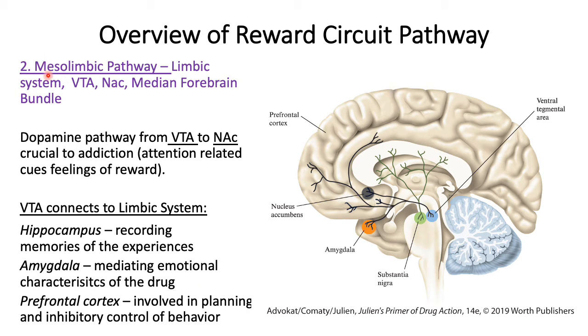The mesolimbic pathway includes structures like the limbic system and the ventral tegmental area, which plays a crucial role in addiction. The nucleus accumbens is another one that plays a crucial role. The median forebrain is yet another set of structures in the middle of the brain. It is believed that the dopamine pathway from the ventral tegmental area to the nucleus accumbens, here to here, is crucial to addiction.